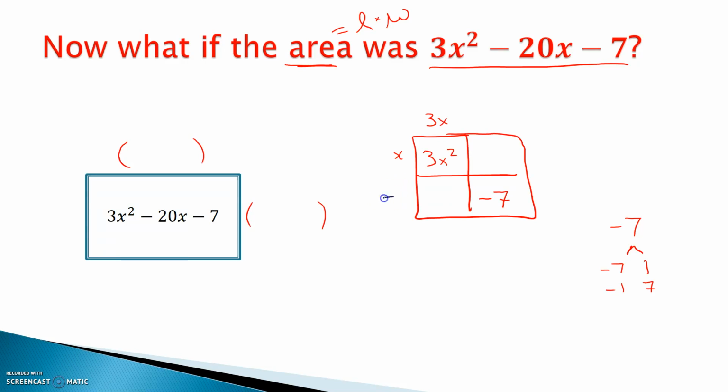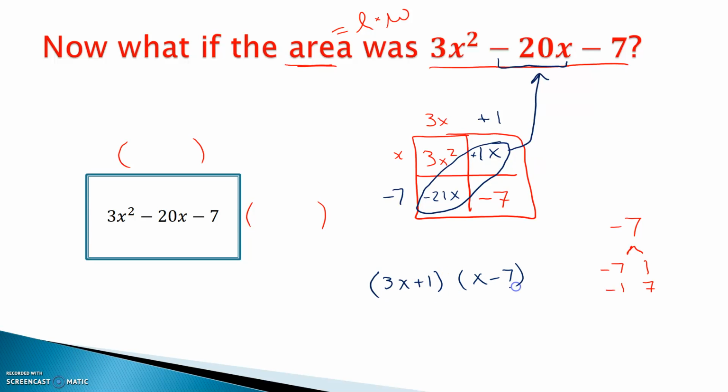I'm going to say negative 7 goes down here. Let's try the first one. And positive 1 up here. So what is 1 times x? Well, that gives you a positive 1x. Now, what is 3x times negative 7? That gives me negative 21x. So negative 21x plus 1x. What is that going to be? That is going to be negative 20x. Hey, that actually works out. So now I know my two binomials, my two factors, are 3x plus 1 and x minus 7.